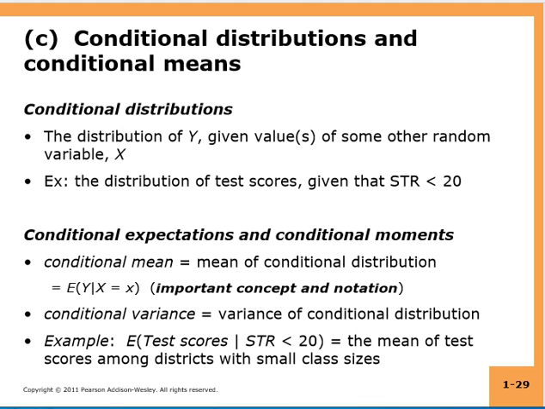So expected conditional mean will be the mean of the conditional distribution. Expected value of y given x equals some value x. So this is a very important concept in the case of linear regression, as we will find out later. Conditional variance is variance of the conditional distribution, variance of that distribution given a particular value of some other random variable. That is, expected value of test scores given STR less than 20 is the mean of test scores among districts with small class sizes.